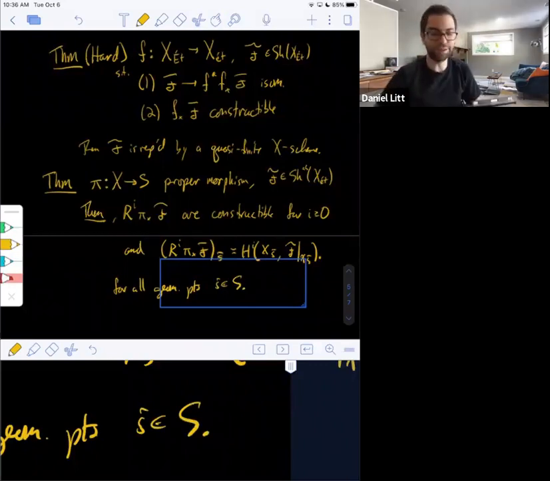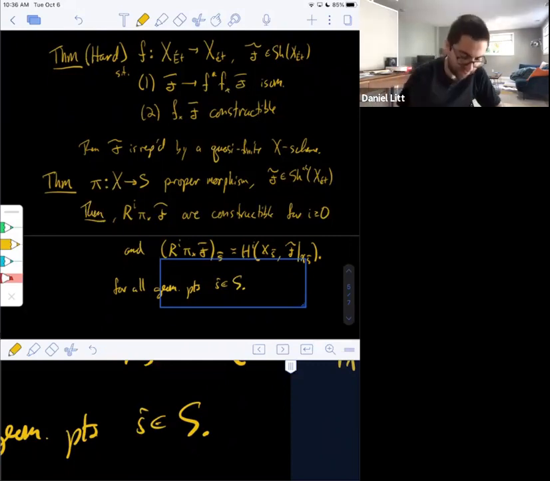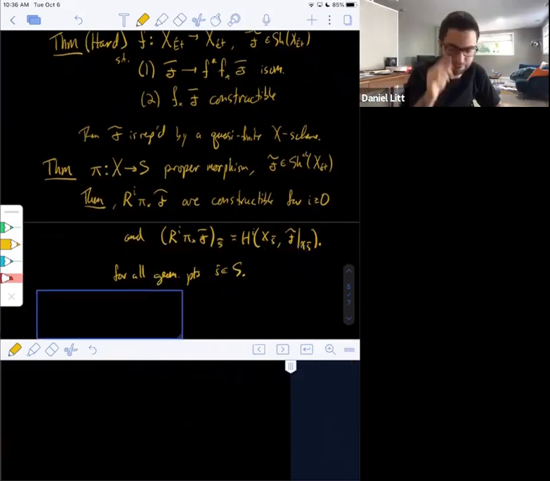Okay, so this is what I would consider to be the important part of proper base change. We'll say the rest of it in a little bit, but I want to talk a little bit about what this actually is telling us. Are there any questions about the statement before I dig into it?